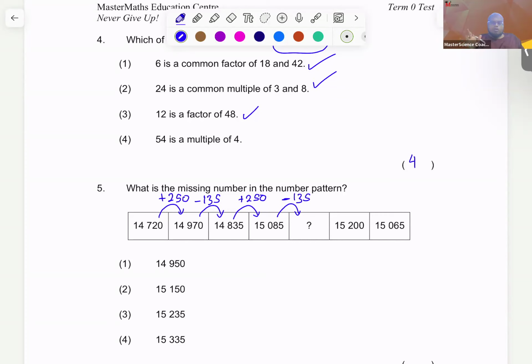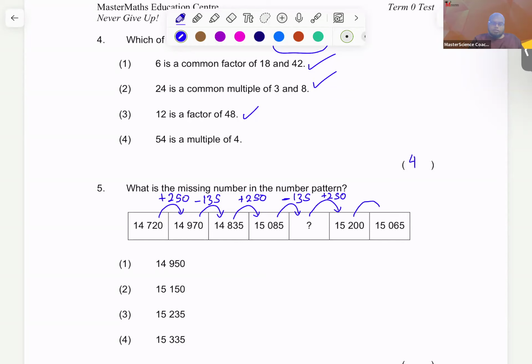Okay, but if I don't calculate first, I can try to check first. How? Supposedly the next one to this one is plus 250, and the next one is minus 135 again, right? So you see from 200, I minus 135, I got 65. So I think I'm on the right track. So let's try this.